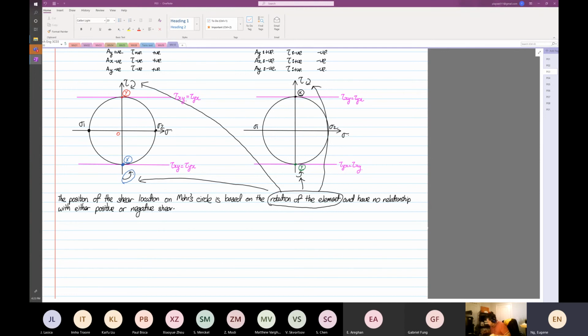So what I'm going to do next is an example. The example that we will be doing combines normal stress and shearing stress. Okay, so this is an example. I'll let you guys finish copying first.